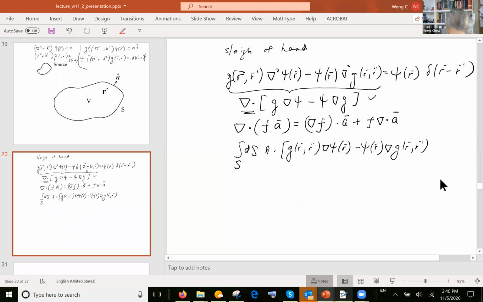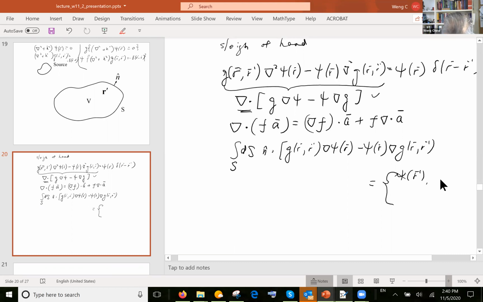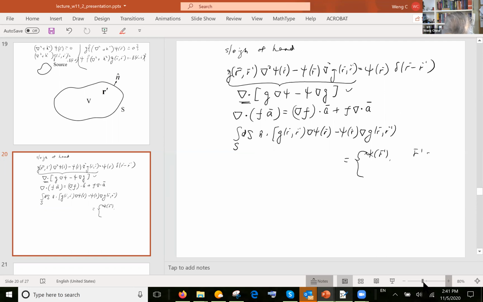And then the right-hand side, I would have two possibilities. When r prime is inside V, and we integrate over V, then this should be psi of r prime. And it will be 0 if r prime is not in V. Can you see that? The right-hand side has two possibilities. Where do I put my r prime? If I put my r prime inside V, by the shifting property, I will pick the right-hand side up as psi of r prime. And if the delta function is outside, then I will have 0.